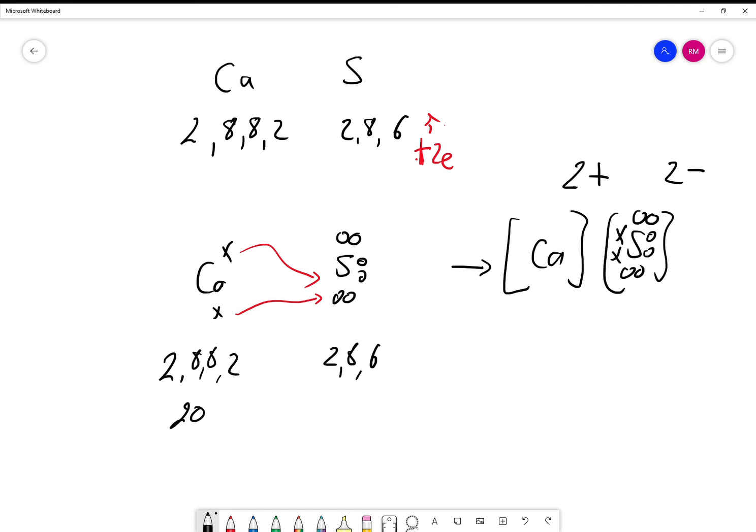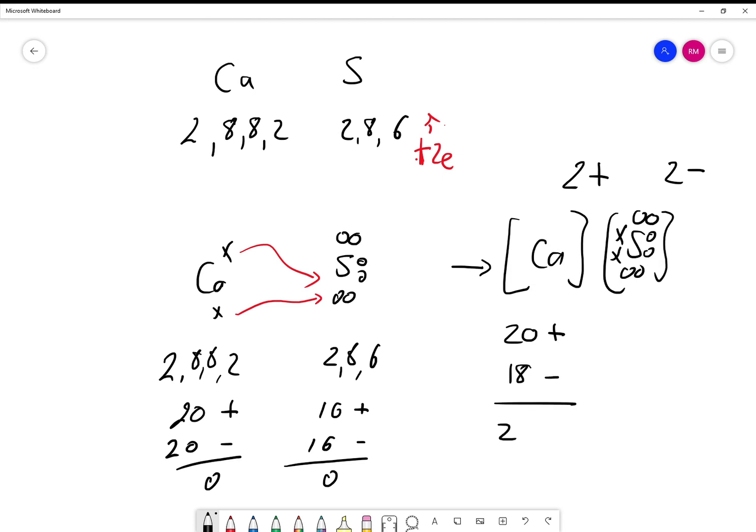So this was originally 20 protons and 20 electrons, so it was neutral. Over here it was 16 protons and 16 electrons, so again neutral to begin with. Still has 20 protons in calcium, but it has lost 2 electrons, so that's where I get my 2 plus charge from. Sulfur is 16 protons still, but it's gained 2 electrons, so it's got an overall charge of 2 minus. Okay, so hopefully that was pretty straightforward for you.